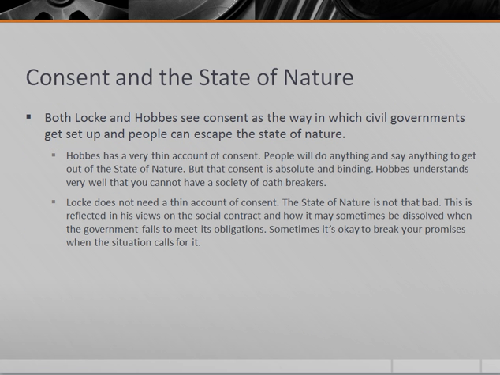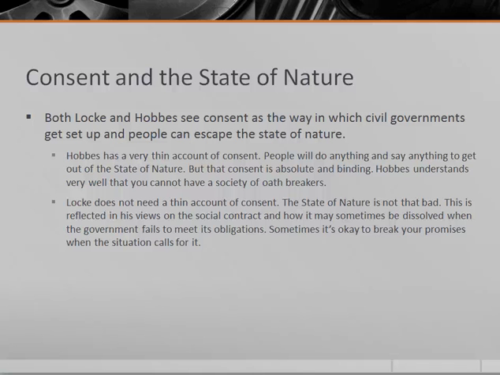When we think about consent theory and its role in early modern accounts of political theory, that is to say Hobbes, Locke, Rousseau, we see that the theorists have different ideas about how much consent should be binding. Hobbes, in particular, has a very thin account of consent. He understands quite well that people are going to do anything and say anything to get out of the state of nature, right? The state of nature being this awful, awful place.